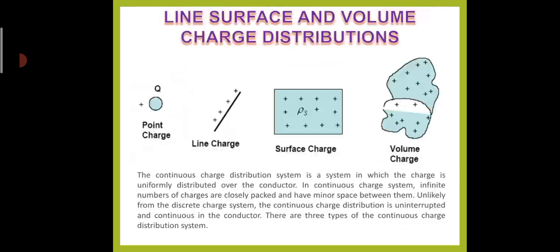There are three types of continuous charge distribution systems. With the help of Coulomb's law and the superposition principle, we can easily find the electric field due to a system of discrete charges. The word discrete means each charge is different and has an existence of its own. Suppose a system of charges having charges q1 and q2 up to qn, we can easily find the net charge by adding charges algebraically and the net electric field by using the principle of superposition.